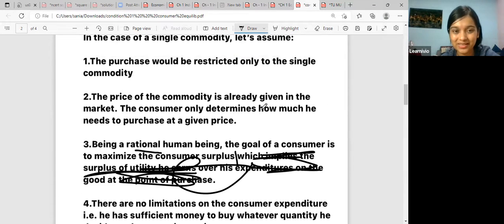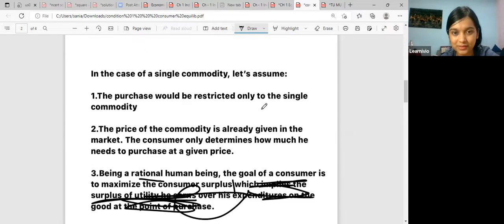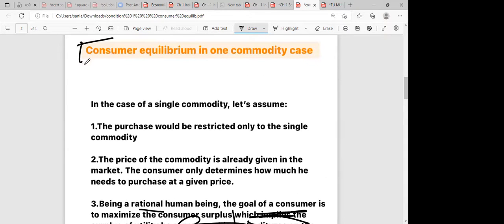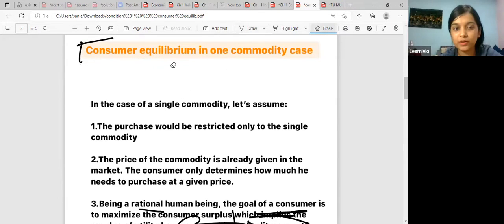Okay, so you will write this. First, you will write consumer. This will be the heading. You will put it in a box. Then, instead of writing everything, you can just write assumption. Even if you write assumption, that's it. Then the first, second, and so on.